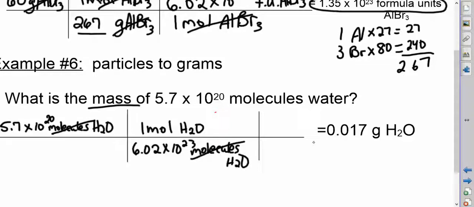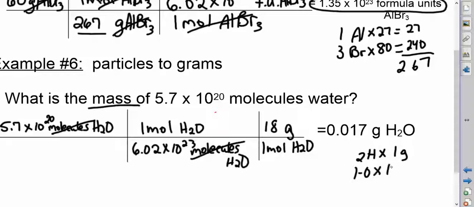In 1 mole of water, there are 18 grams. How did I find that out? We did that earlier. Water has 2 hydrogens, and the hydrogen has a mass of 1 gram from the periodic table. There is 1 oxygen, and oxygen has a mass of 16 grams. 2 times 1 is 2. 1 times 16 is 16. Add that together and you get 18 grams. 18 grams in 1 mole of water. So I put that there.